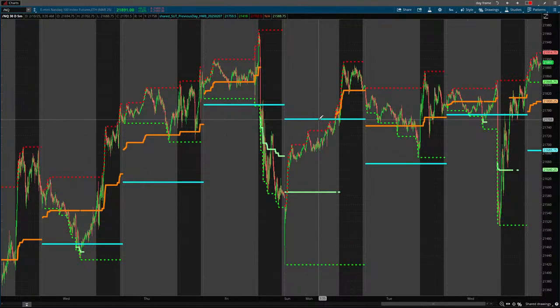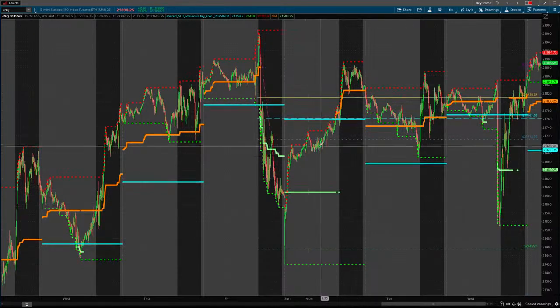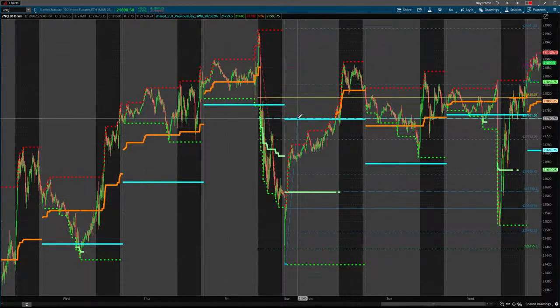The light blue line is the 50% of the entire move of the prior day. Okay? So if we're looking at last Friday, you see this light blue line lines up right with the 50% of the prior day. Now, the green line appears if we are below the 50% of the prior day. And what that is, it is the 50% of the prior day's 50%. I call it lower mid.